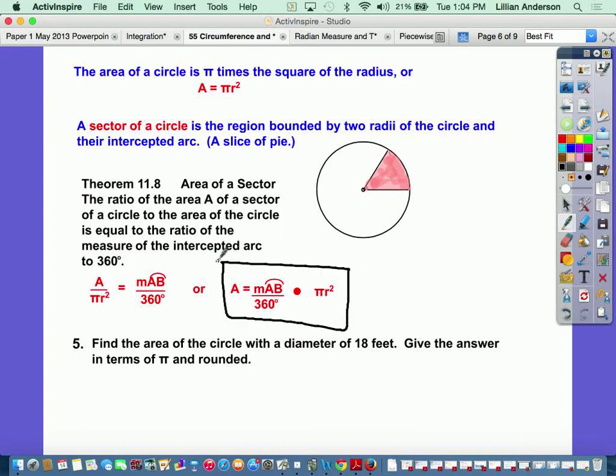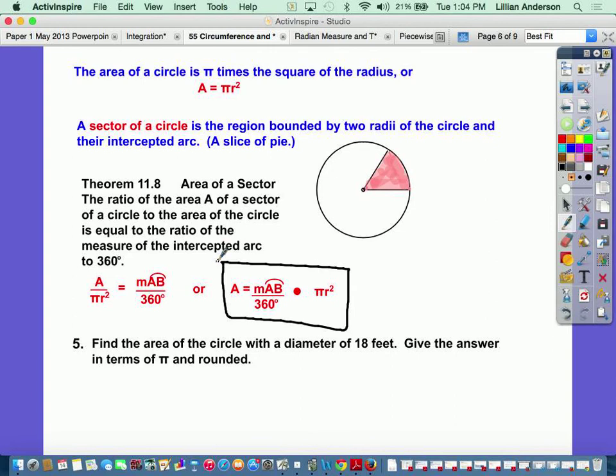What is a sector? It's kind of like a piece of pizza from a pie. Doesn't that look like a piece from the pie? If I were to remove it, that's a sector. So you understand what it looks like? It's on a white plate. So you just use that formula. Very similar to arc length, except you multiply by pi r squared instead of 2 pi r.